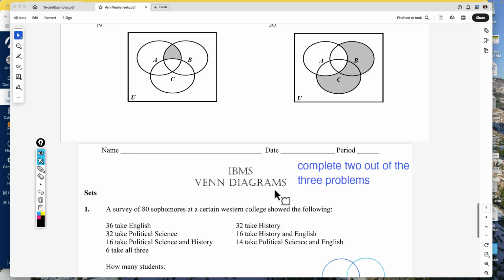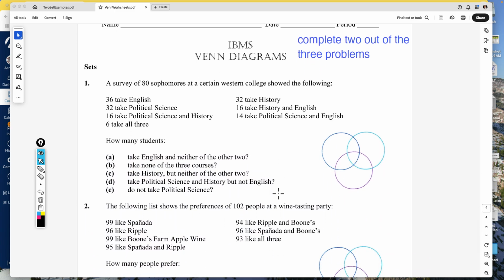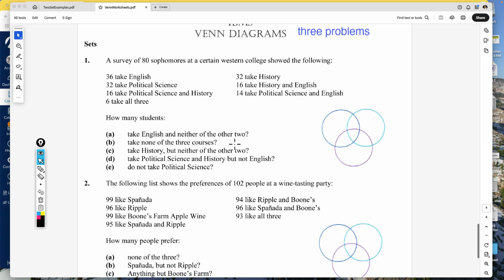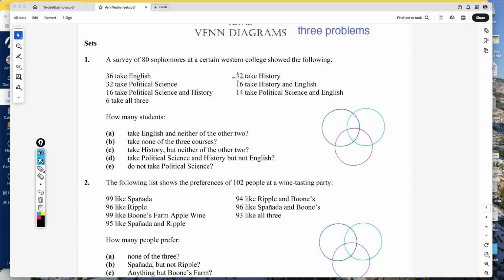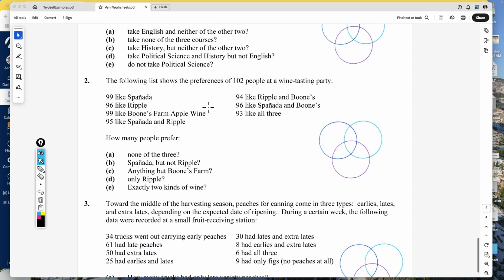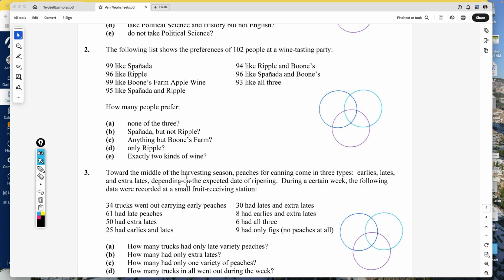But here's kind of where the use of a Venn diagram is most beneficial. And there's one in the homework like this. Basically, we have 3 groups. And so first of all, we've got 3 different sets in each of these. We can do one that's a survey of students in either an English, political science, or history class. We could do one on the preferences of people in a wine tasting, 3 different types of wine. And there's this one that has peaches, and you have either early peaches, late peaches, or extra late peaches being shipped out.